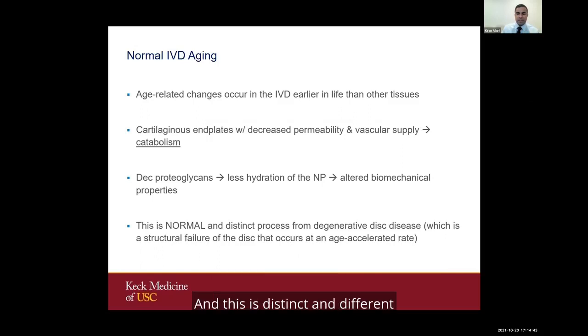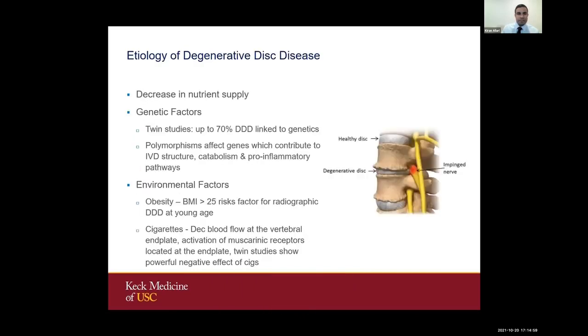And this is distinct and different from what we call degenerative disc disease, which is an abnormal increased rate of degeneration resulting in actual structural failure of the disc and resultant back pain, versus intervertebral disc regression or degeneration, which is just a natural phenomenon. In terms of the etiology, it's complex, and like many things in medicine, it's an interplay between natural changes as well as genetic and environmental factors.